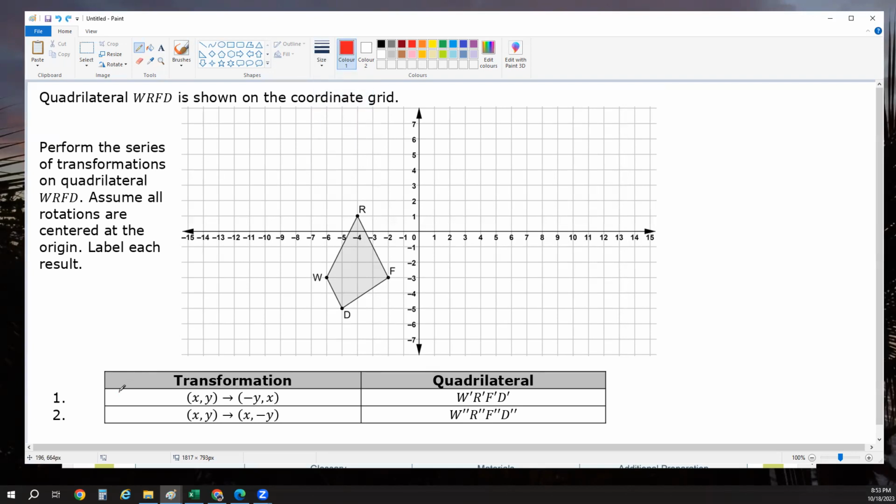I'm not even looking at my cheat sheet. What's my memory telling me? 90-degree counterclockwise rotation, right? Or you could say 270 degrees clockwise rotation, whichever one. They'll both end up in the same spot. I'm pretty sure that's right, but I'm going to do the whole table thing and see.